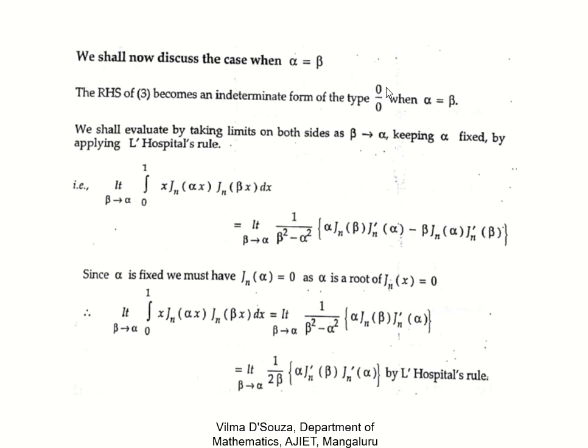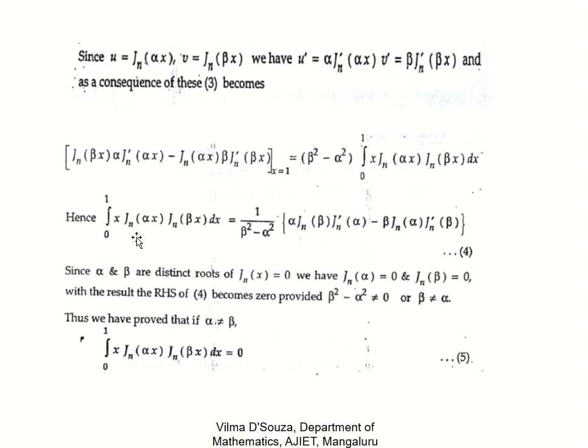So when it is 0 by 0 form, numerator anyway 0, denominator is also 0. When it is 0 by 0 form, you go for L'Hospital rule, right? Take limit beta tending to alpha, keeping alpha fixed, and apply L'Hospital rule on both sides.